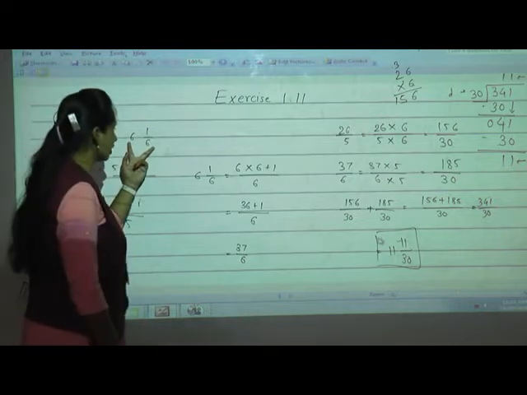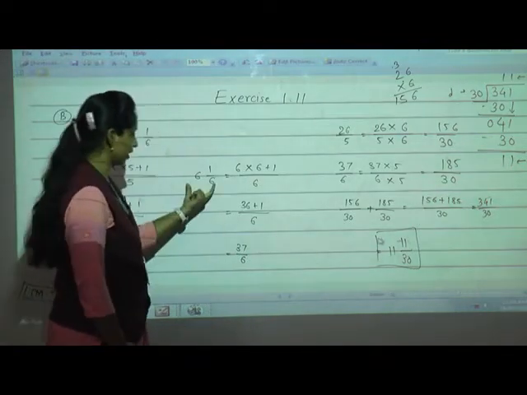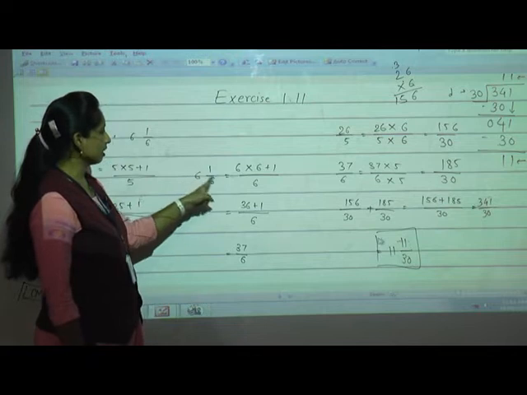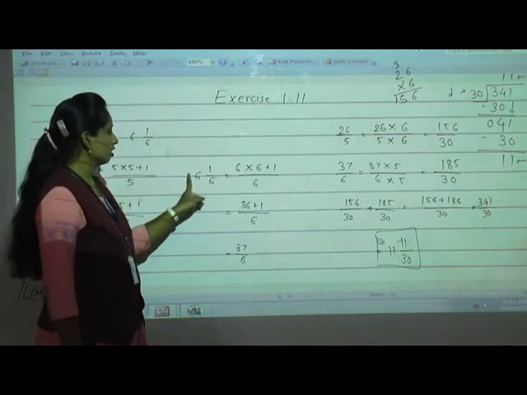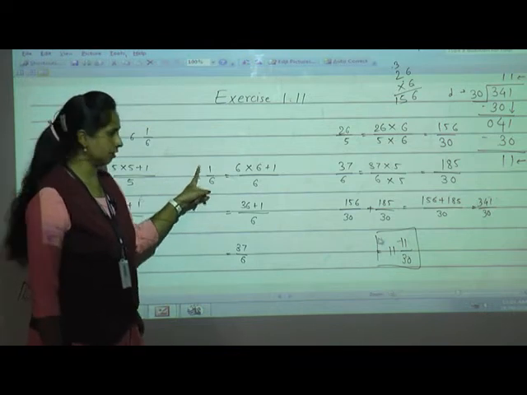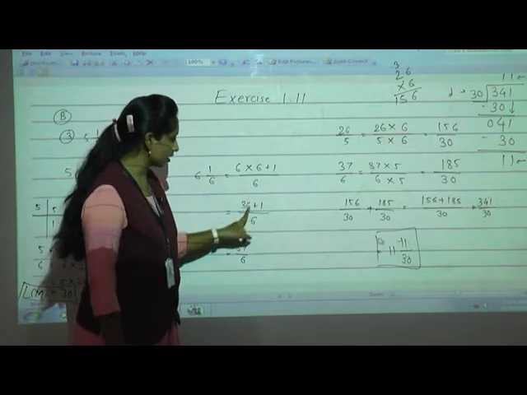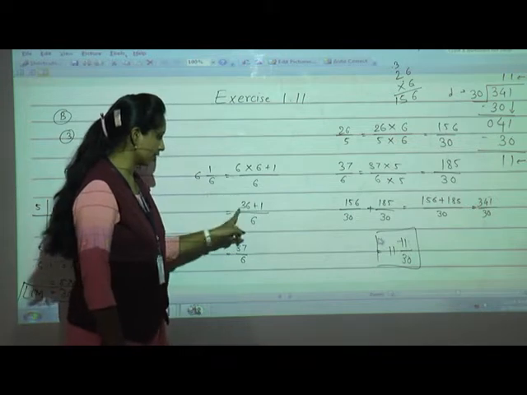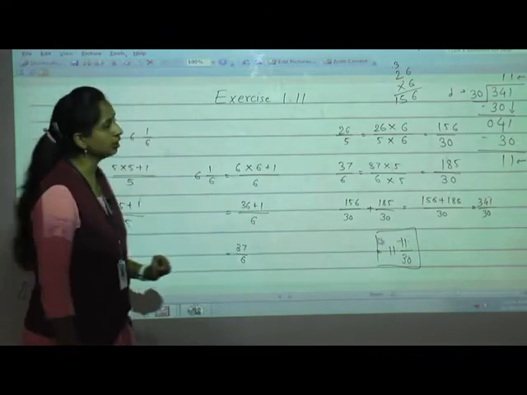And this mixed fraction we have to convert into an improper fraction first. So 6 multiplied by 6 plus 1, see, whole number multiplied by denominator plus numerator. So 6 6s are 36 plus 1 upon 6, so 36 plus 1 is 37 upon 6.